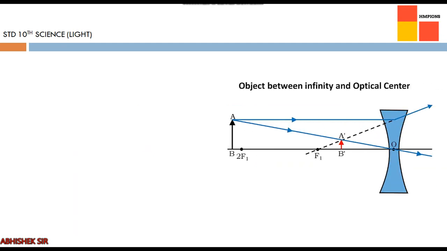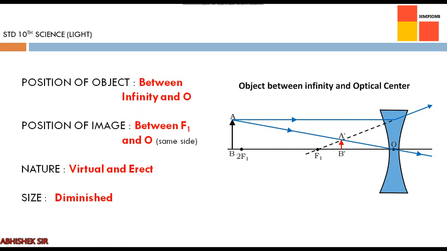Moving on to the last one, and that is if we keep the object between infinity and optical center of the lens, what will happen? Image will be formed again on the same side, it will be formed between f1 and o, and if we see the image, very small tiny image you can see. Again, it is virtual and erect, and it is diminished. That means smaller than the object. So here we complete the ray diagrams.